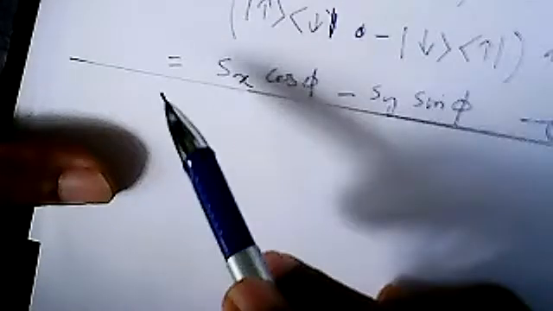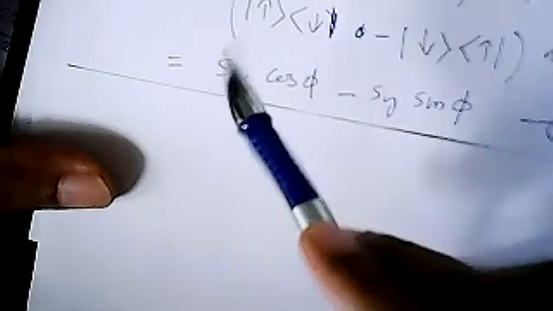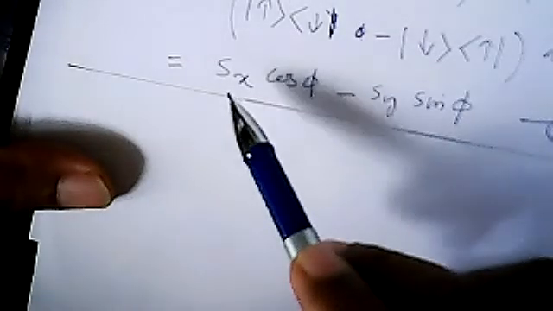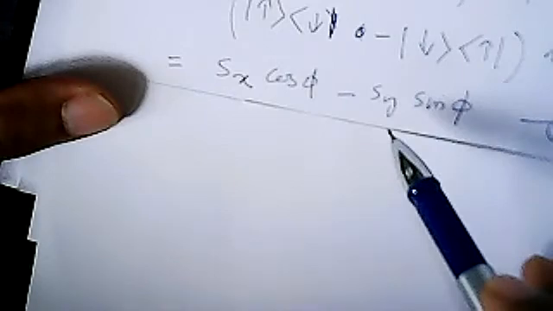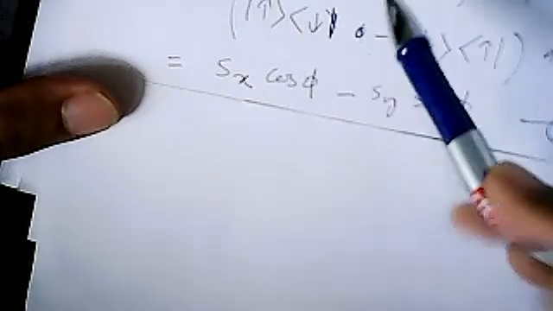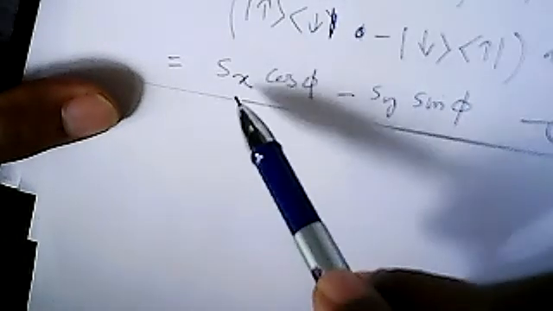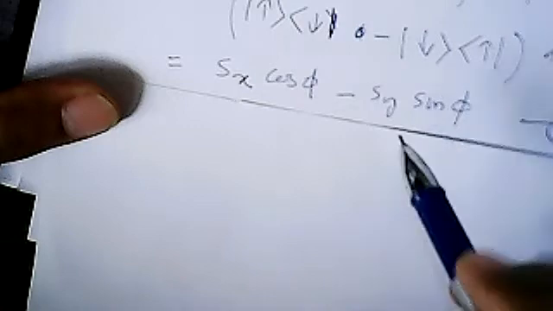So these are nothing but h cross by 2 times, if you take it inside, the first term is nothing but Sx, and the second term is nothing but Sy. You can check that with the definitions of Sx and Sy. You can see that this is nothing but Sx cos phi and Sy sin phi. I think that is clear.